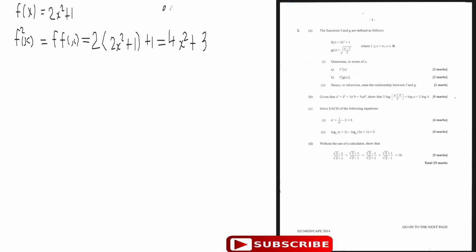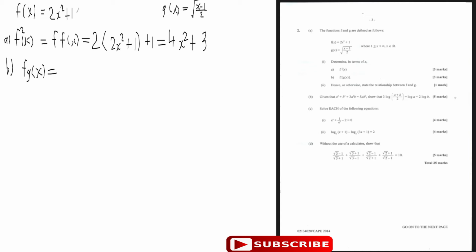The next thing they're asking you for is fg of x. So let's write what g of x is up here. They're telling us that g of x is equal to the square root of (x minus 1) over 2. So we've done part A. Part B, we want to find fg of x. Now, fg of x means that you put g of x into f.